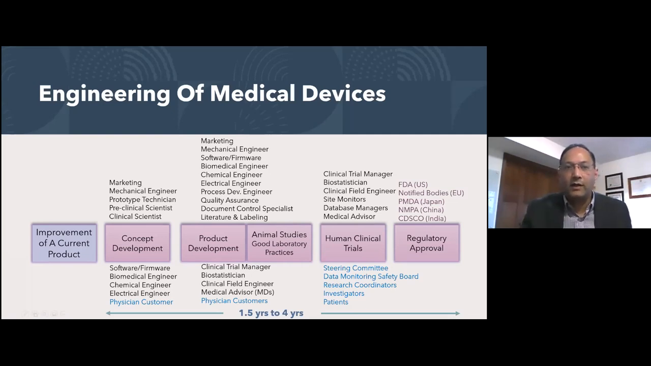Japan has got another organization called PMDA. China has their own agency called NMPA. India has their agency called CDSCO. So these are all independent organizations. And for approval to have access to that market, industry has to submit to each of these independent bodies. And so there's a very strong regulatory team in each of these companies. And then they work with these regulatory bodies very regularly in order to get the products approved.